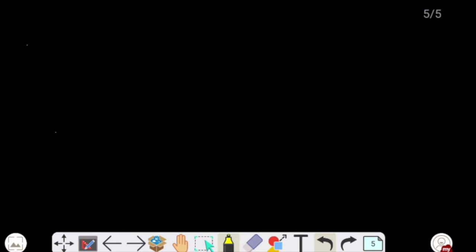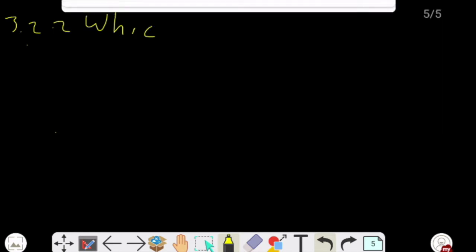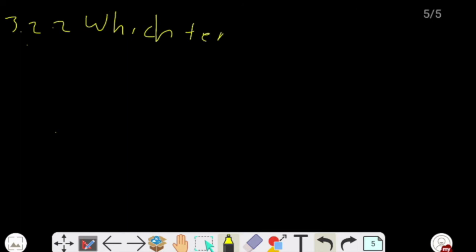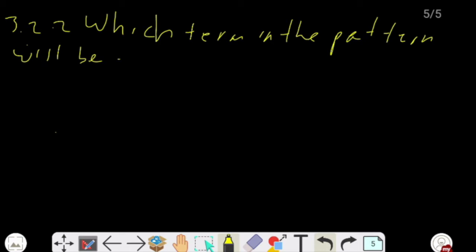All right, moving on to 3.2.2. It says, which term in the pattern will be equal to 3 T5 minus 2.